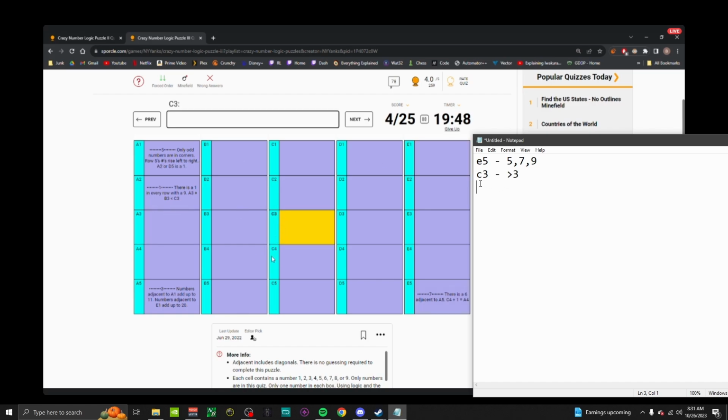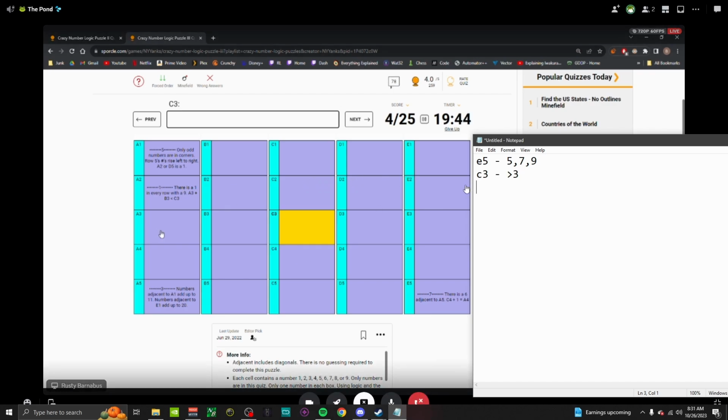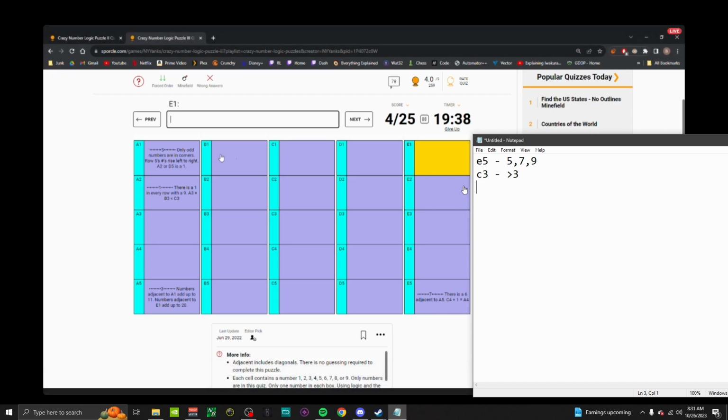We don't know anything about that one. Numbers adjacent to A1 add up to 11. Numbers adjacent to E1... Wait, this has to be 9. Why does it have to be 9? Because all the corners are odd. Could it not be a 1? It could be a 1.